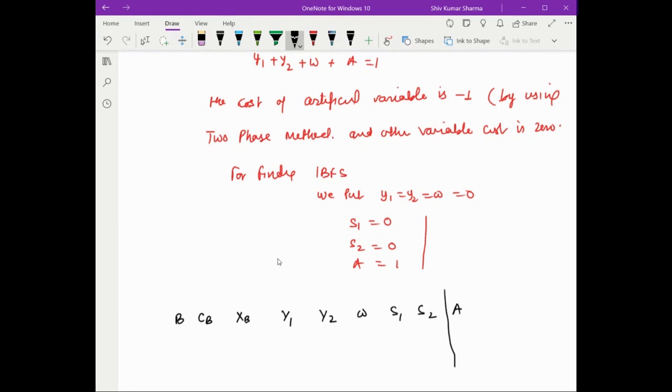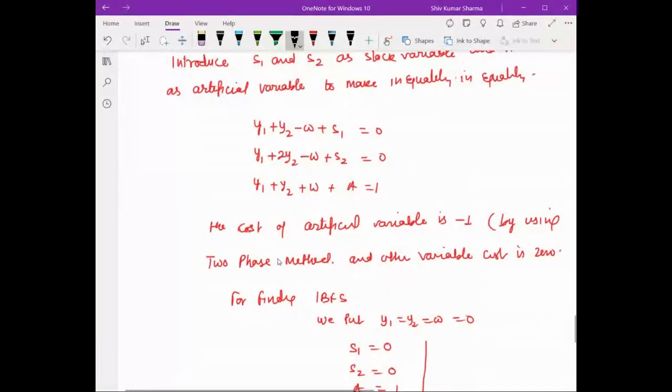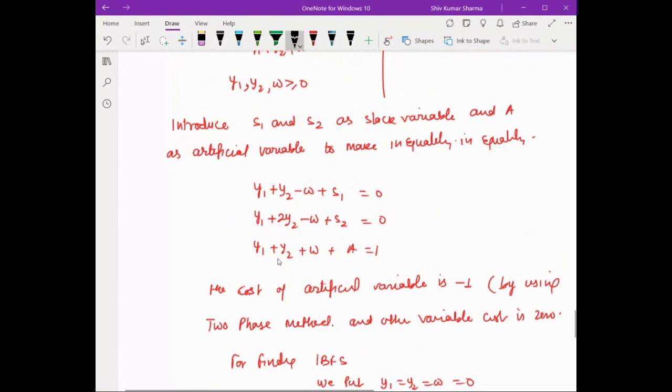So we construct. Have you all noted this, Meenakshi, Dipanshi? This one, have you all noted? Okay.